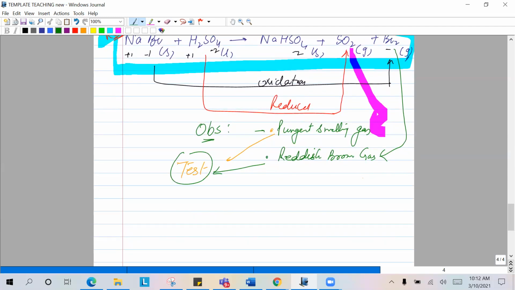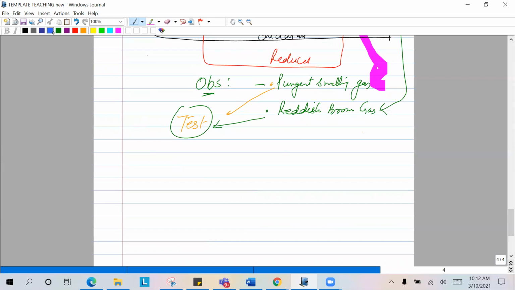So we will talk about the test later on. The next thing is with sodium iodide. With sodium iodide, the NaI, again, you are reacting it with H2SO4. Remember, NaI is solid, this is concentrated. When it reacts, it forms NaHSO4 plus HI.